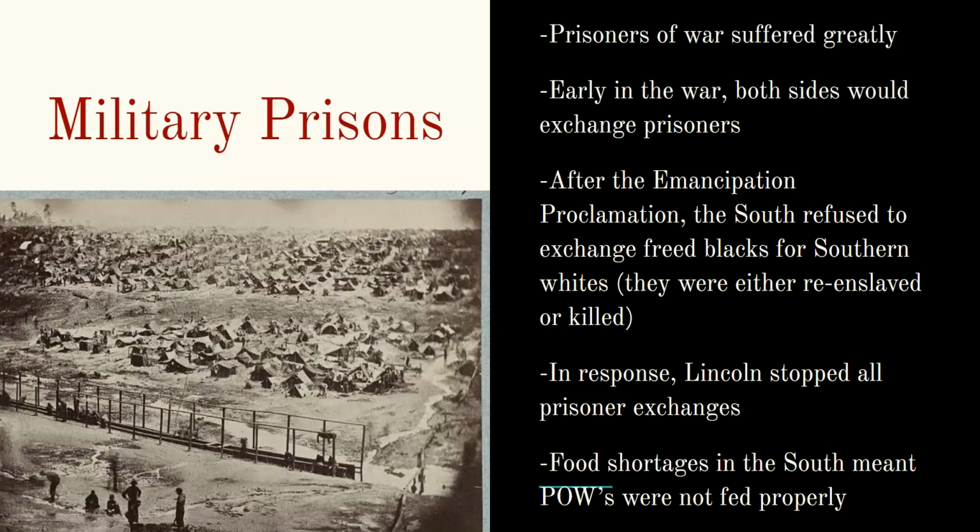This picture is the worst POW camp in the South. It's in Andersonville, Georgia. There was no shade. There was no shelter. All these men have are tents that they were able to put up themselves. Exposure, overcrowding, a lack of food, and disease killed more than 100 men a day during the summer of 1864. I think we talked about this once in class, how hot Georgia is in the summer.